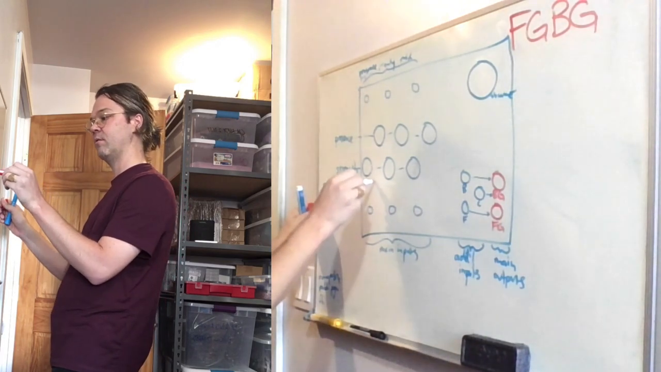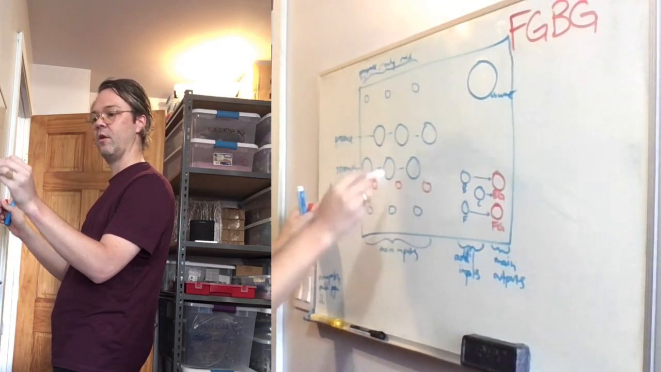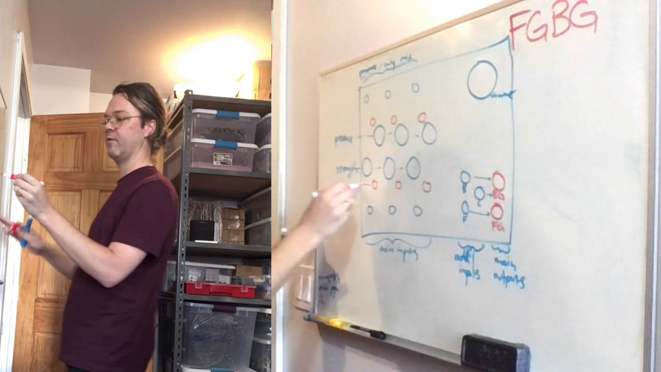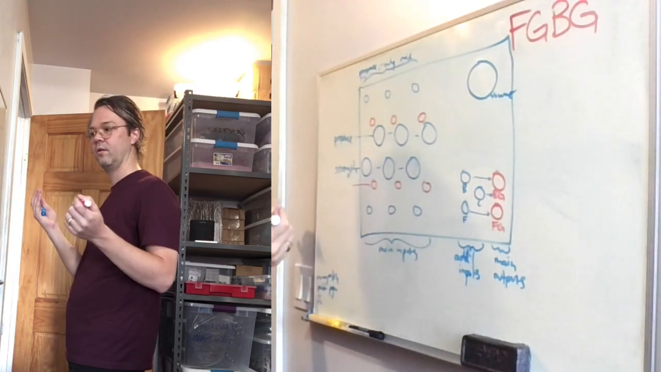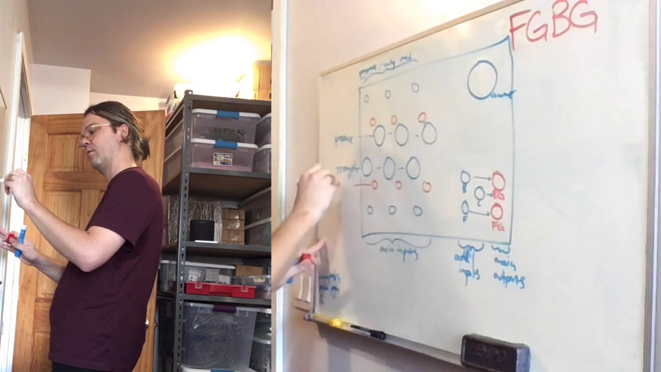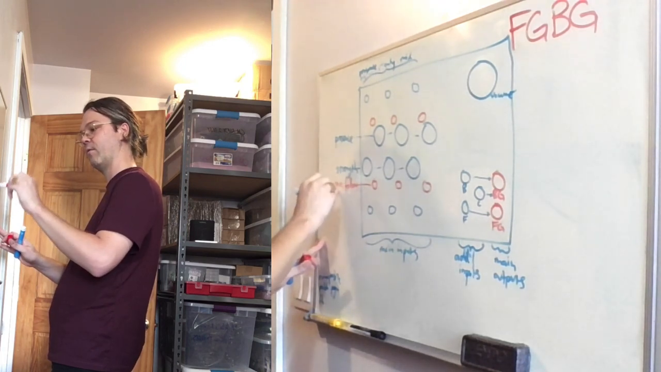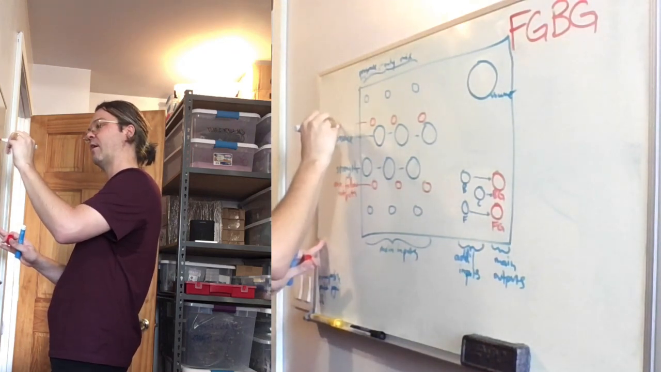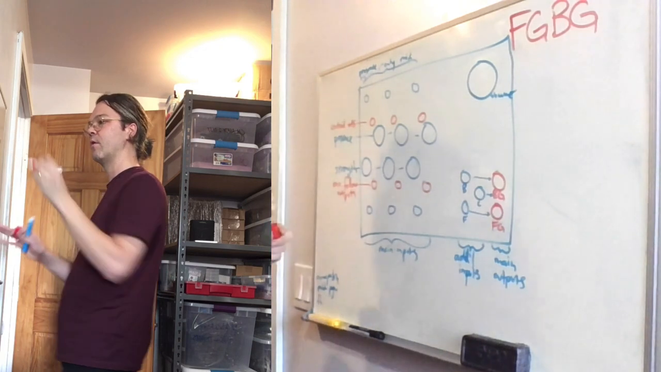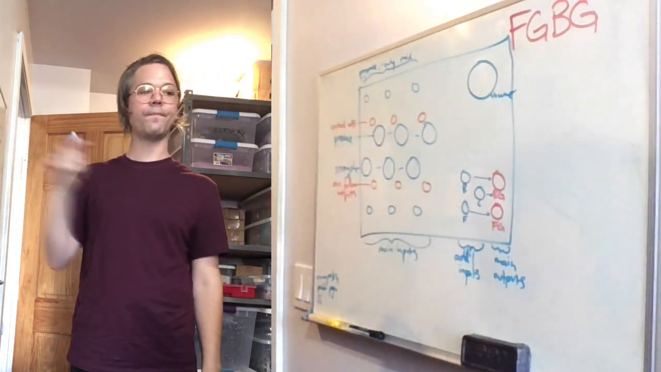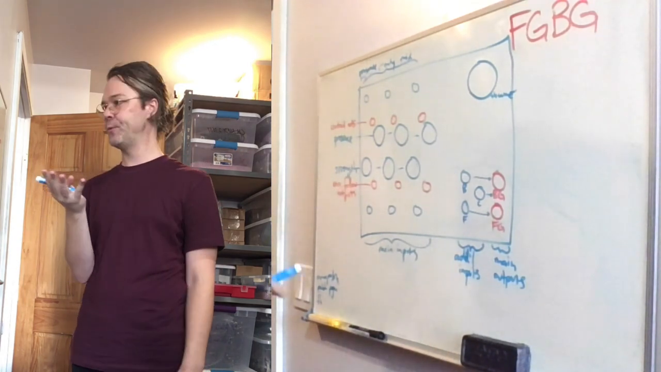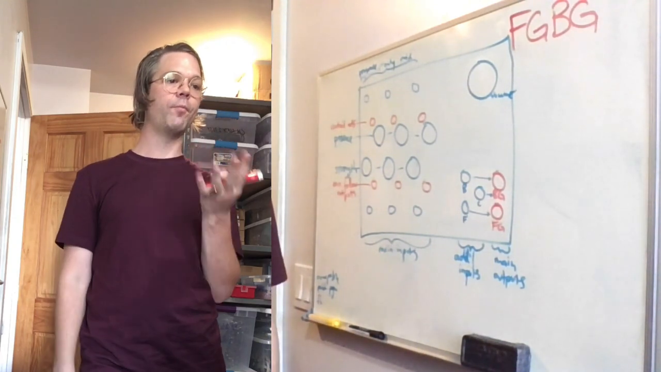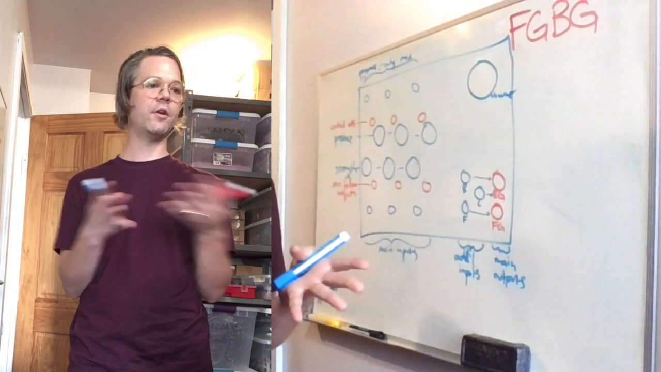So basically, each of these is like an envelope follower out. And these are like a centroid out. So these centroids could be one-dimensional or they could be two. If they were, we could do two. But basically they would give you a volt per octave signal that represents the central frequency of every channel.